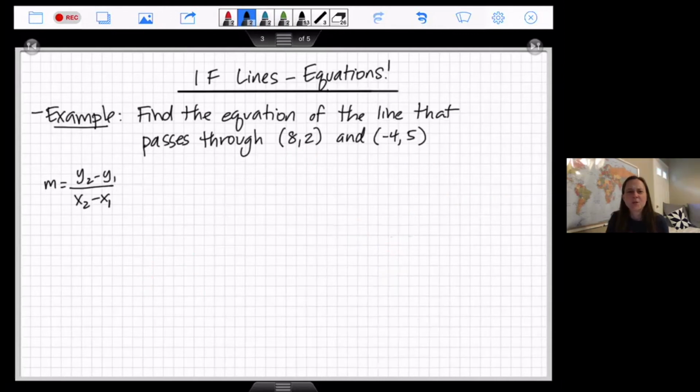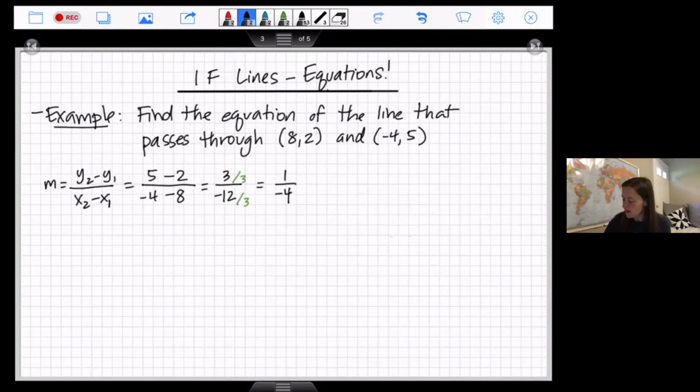Okay, same thing, 2 different points. We want to find the equation of the line that passes through these 2 points. We start off by finding slope. Okay, so y2 minus y1 is going to be 5 minus 2. x2 minus x1 is going to be negative 4 minus 8. Okay, so at top I get 3, and on bottom I get negative 12. And I can reduce that. So I'm going to divide by 3 on top and bottom. So I get 1 on top and negative 4 on bottom. This time I got a negative slope.